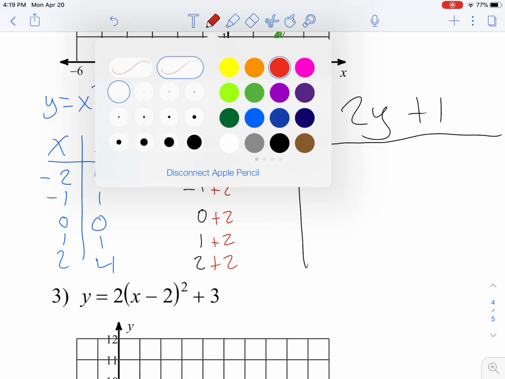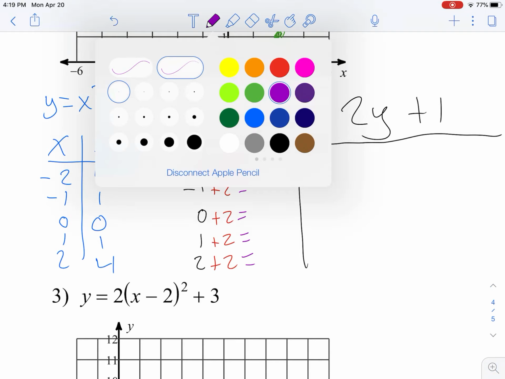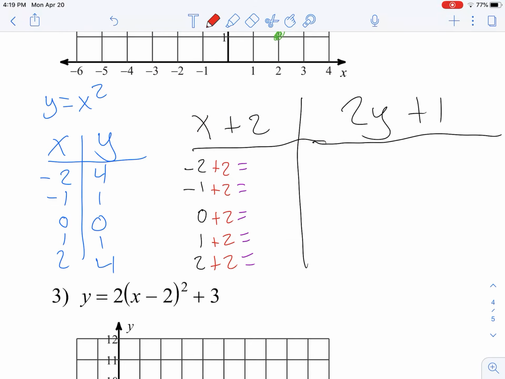Let's see, we used green up there. So I'm going to graph this in purple. So these are each going to give me an x coordinate. There is a corresponding y coordinate. So all of my y values, I had 4, 1, 0, 1, and 4. And hopefully you've seen that these line up with one another.